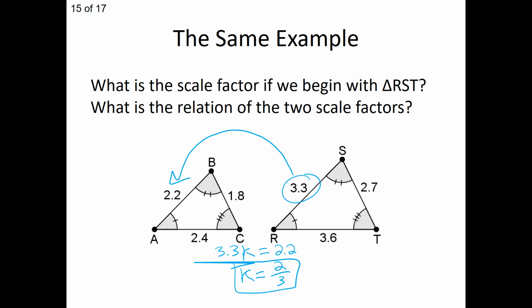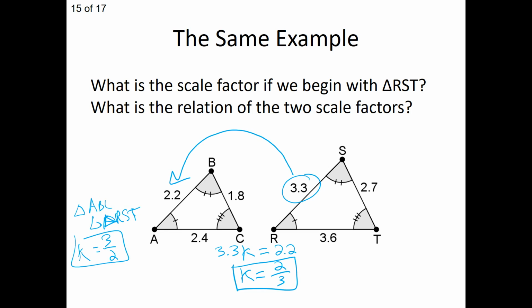Now, what is the relationship then between the two scale factors we just found? If you notice, when we went from triangle ABC to triangle RST, we got a scale factor of 3 over 2. Now compare that to this scale factor, 2 over 3. Notice what's similar about them? They are reciprocals of each other.